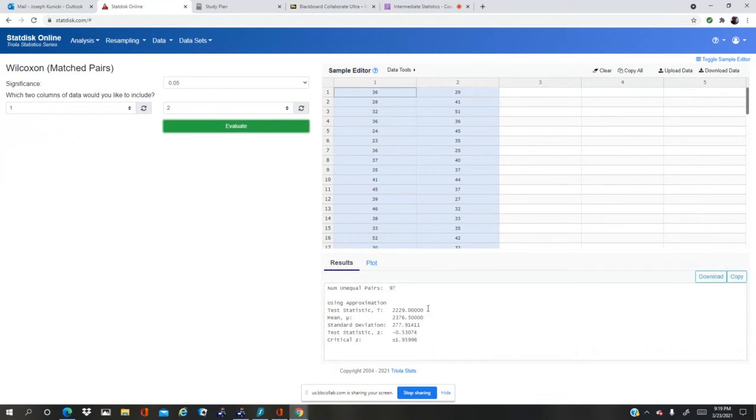And I got the same numbers. You see, there's my 2229. That's the test statistic because it's the smaller of the two sums, and there's your test statistic Z, which is negative 0.53, what we got. So you could do it this way also. Save a little bit of calculation time. Plus, you make sure that you get the right capital T test statistic.